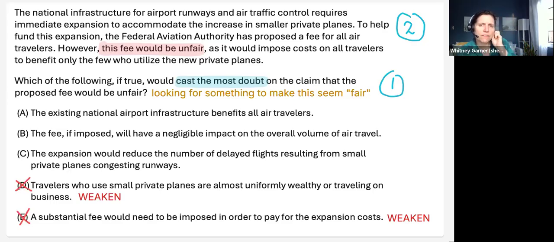How about B? What if the fee, if imposed, isn't actually going to help? It's not really going to change the overall volume of air travel. It's not going to cause fewer people. No, you're exactly right. I'm spelling on A, but we're coming back.